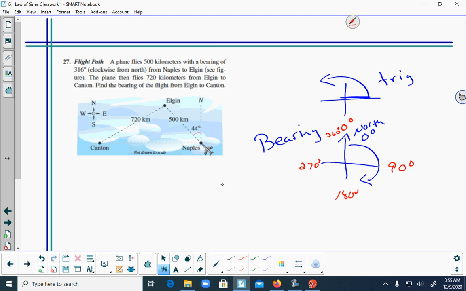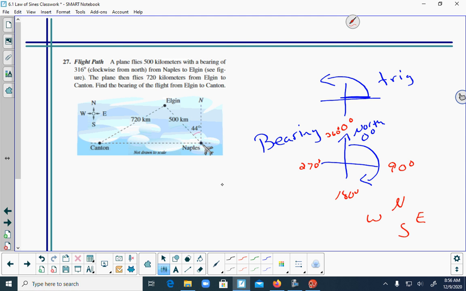That's the way bearings work going north. But then you'll also see things that say southwest, which means that you're taking the bearing as you go southwest. So you need to know north, south, east, west. You kind of need to know that.